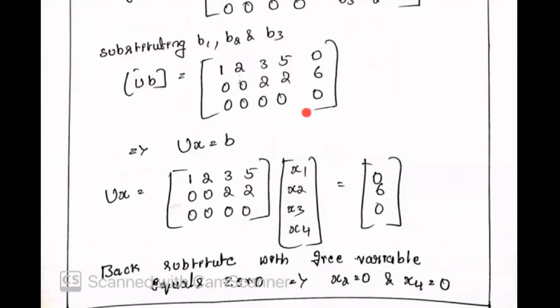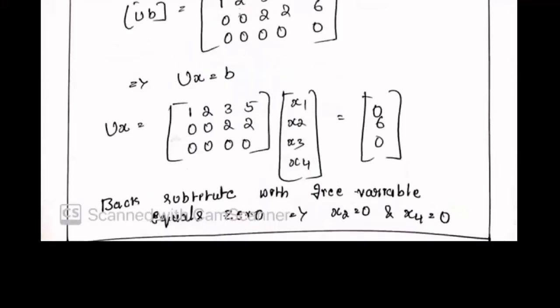And you have 4 columns, right? That's why you have to write the 4 variables here, x1, x2, x3, x4. And right hand side, you have 3 values, right? Since there are 3 rows, obviously you'll have 3 values, okay? From this, what is the conclusion you can make is, so free variables are x2 and x4, correct?